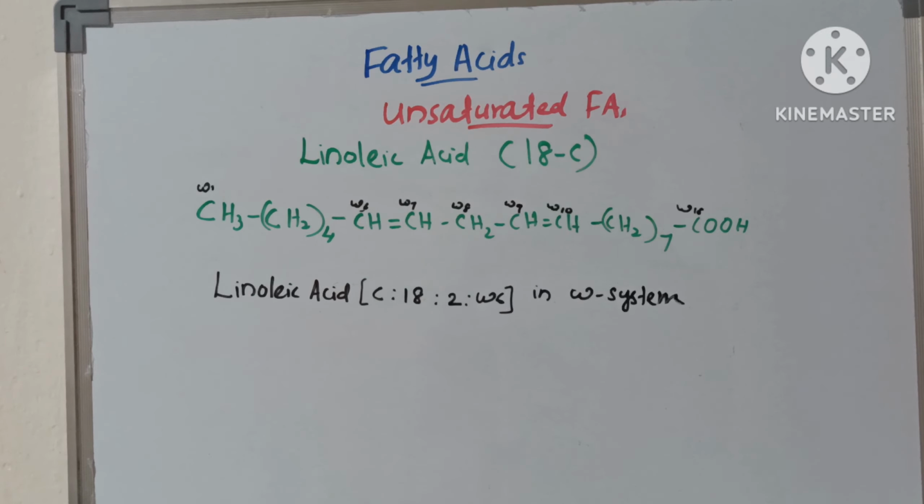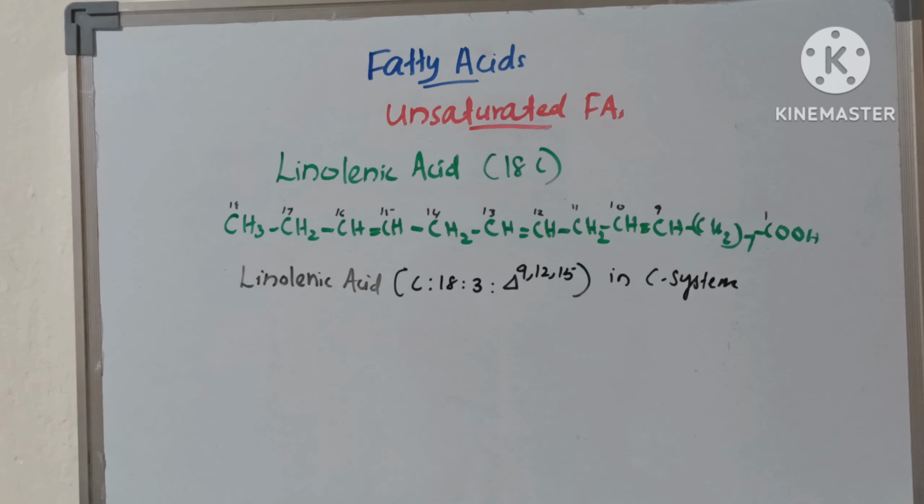In omega system, here the numbering starts from the methyl end. So the carbon atom in the methyl end is omega 1, and then up to the carboxyl end, that is omega 18. So in the omega system, linoleic acid is written as C18:2 omega 6. C18 means 18 carbon atoms are there. 2 means 2 double bonds are there. Omega 6 means first double bond is between omega 6 and omega 7 carbon atoms. That is in the omega system.